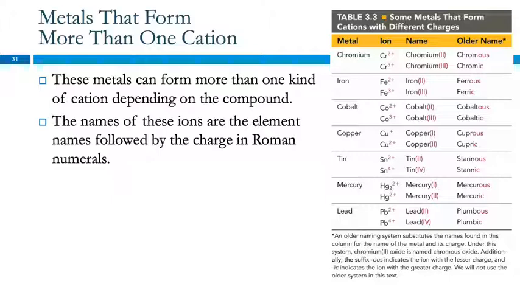And if you care about details, there's not a space between the element name and the parentheses. Word might yell at you about that, but this is right. So why don't we use Roman numerals all the time? Because it's kind of a pain, right?